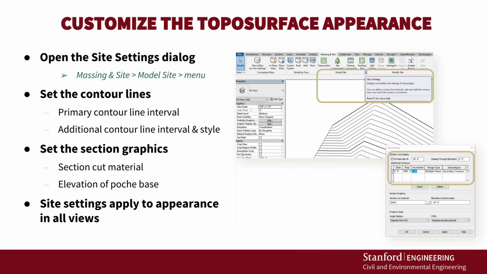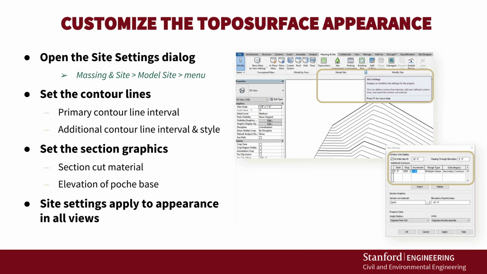After creating the topo surface, you may also find that you'd like to customize the topo surface's appearance and change the density of the contour lines that appear in your views. Open the Site Settings dialog. You'll find it under the Massing and Site tab in the Model Site section, and then hidden away in the lower right-hand corner, you'll find a downward pointing arrow which opens a menu that opens the Site Settings dialog.